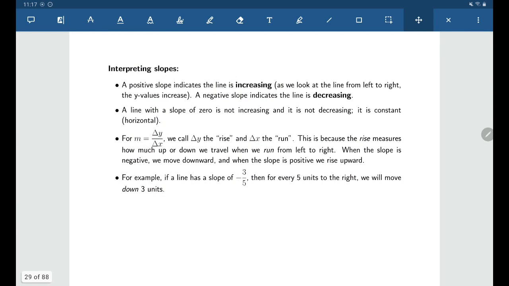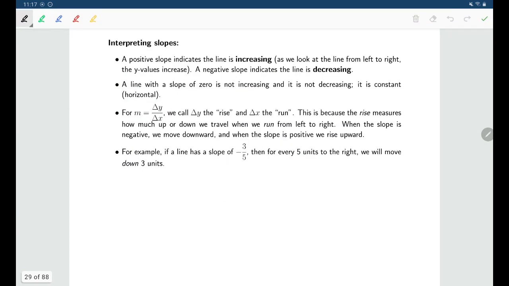Now for slopes, how we interpret them visually, they're a measurement of how much we're going up or down as we move to the right. A way that we describe it in words, we sometimes will call the change in the y values the rise, how much you're going up and down, and the change in x, we call that the run, how much we're going from left to right.